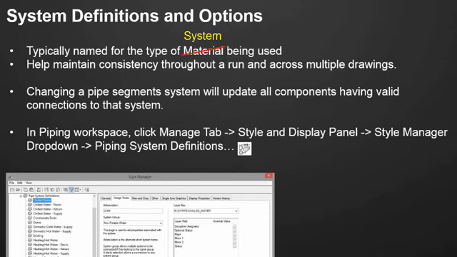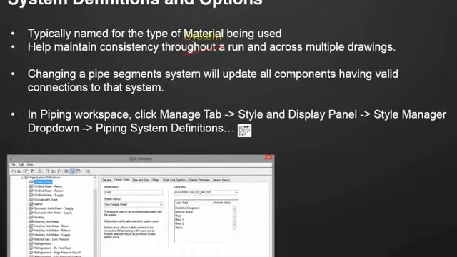When you select a pipe segment system, you can change the system on all of the connected components at once. Same with your routing preference. You don't need to individually select the items. You can select one item in the system and then tell the software to choose that entire system, and you can update everything at once.